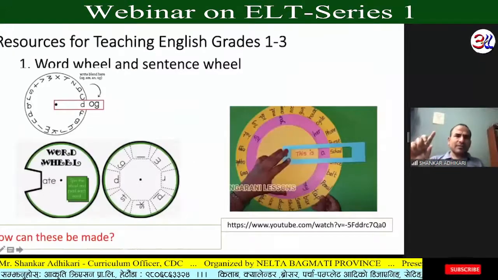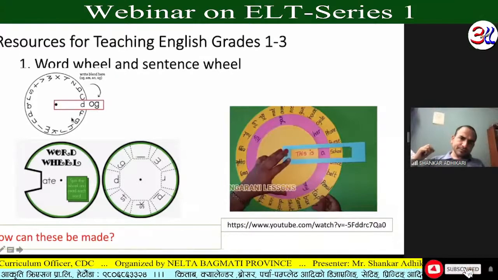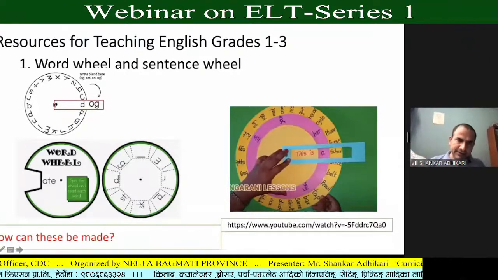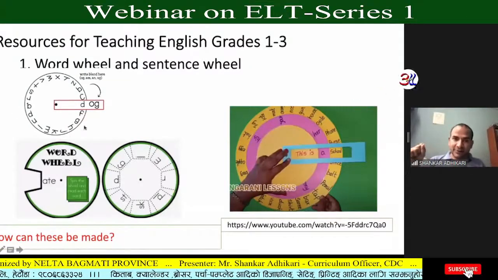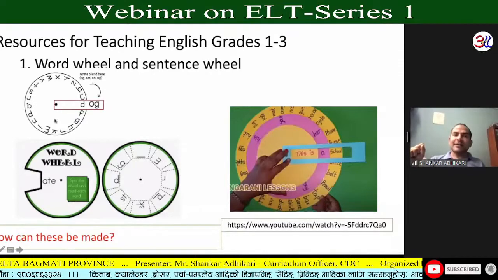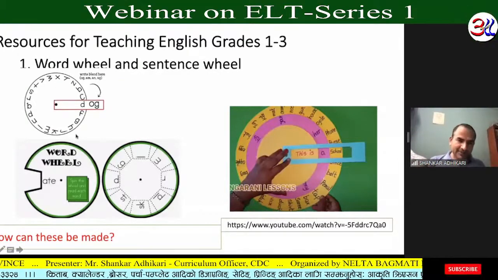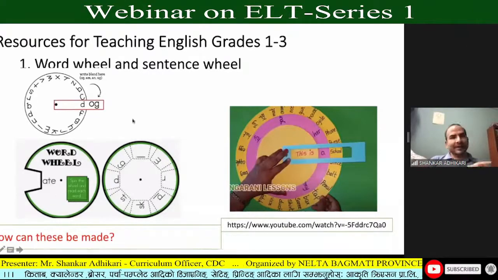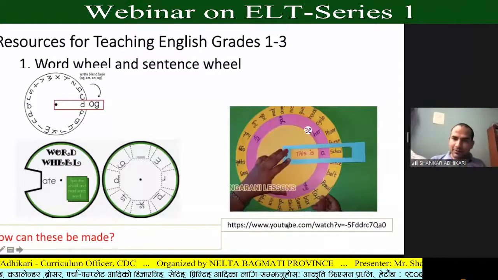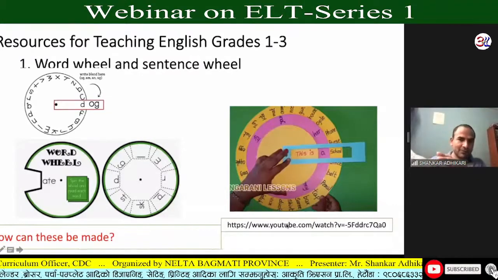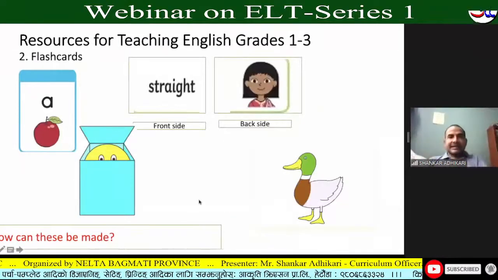So there are some resources: word wheel and sentence wheel, onset and rhyme. That's very frequent in grade one, right? For teaching onset and rhyme, it's a very good resource. We call it word wheel, sentence wheel, and you can go to YouTube to know how you make these things, right? Can be the flashcards.